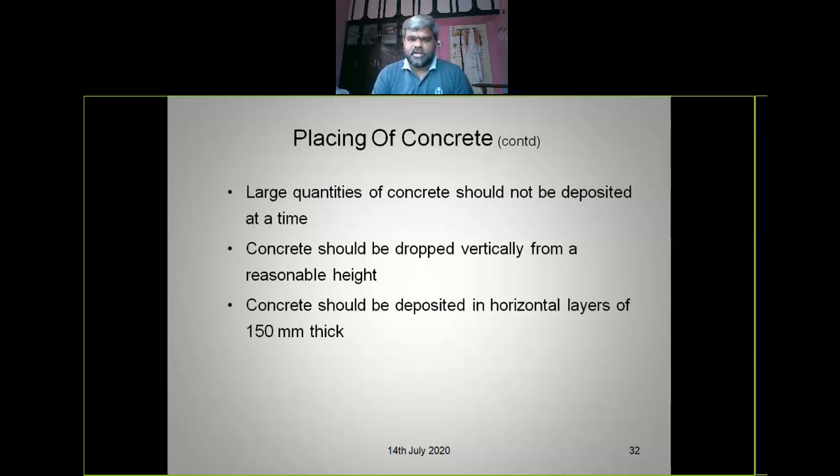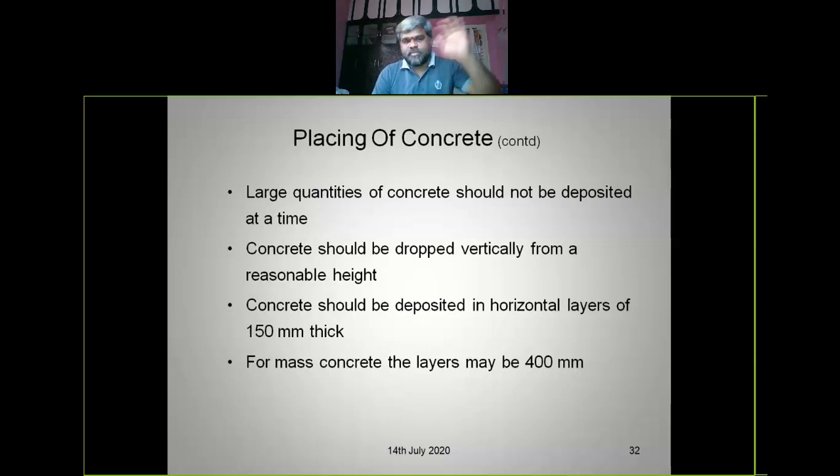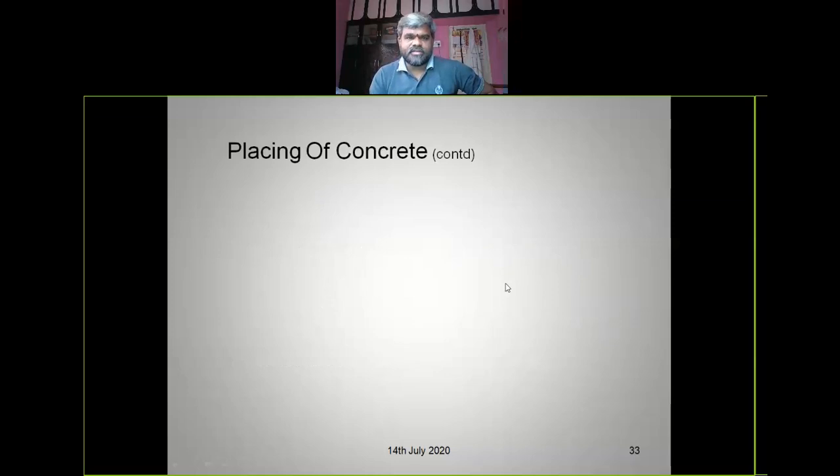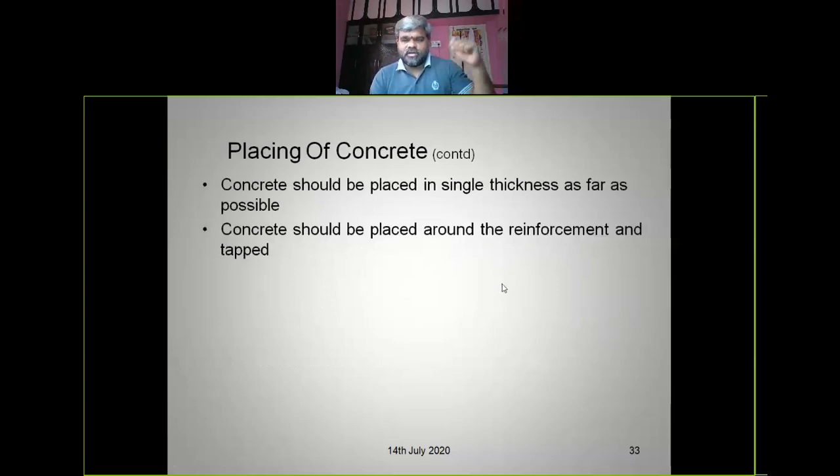Concrete should be dropped vertically from a reasonable height. It should not be poured from more than 1.5 meters height. Concrete should be deposited in horizontal layers of 150 mm thick. For mass concrete, the layers may be 400 mm, right? Means uncompacted.